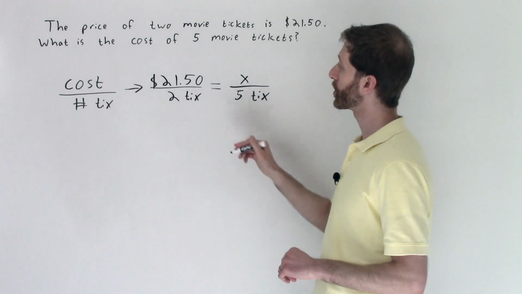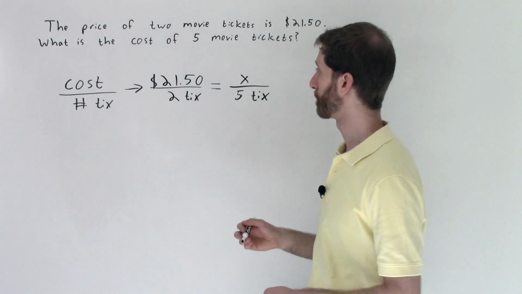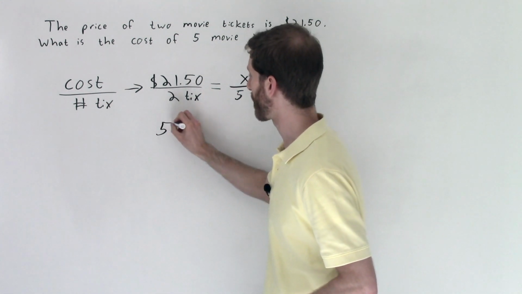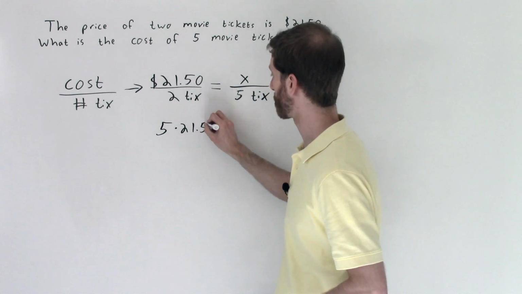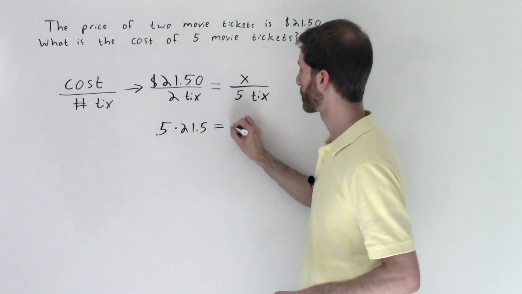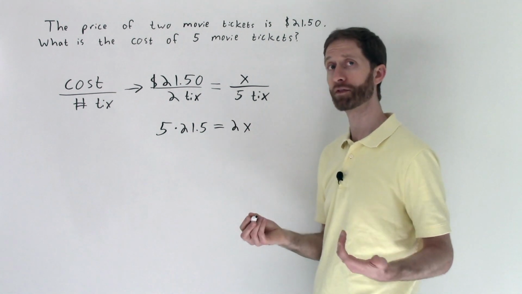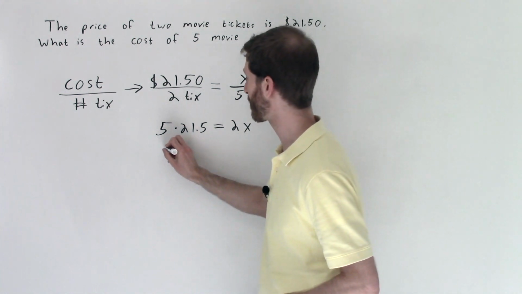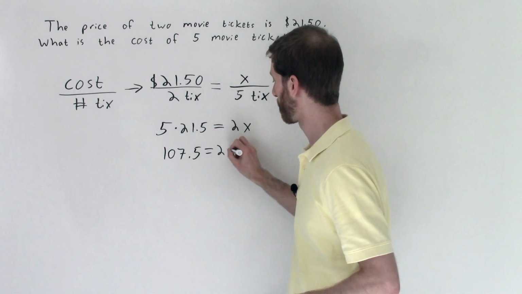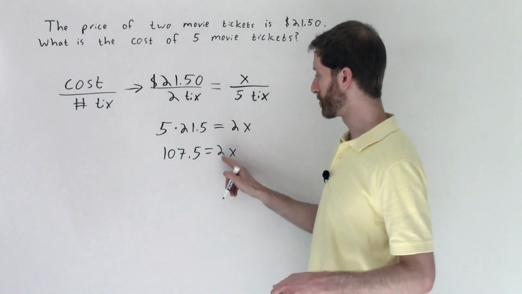So in my head, I'm ignoring the tickets and the dollar sign. I'm just cross-multiplying as usual. So I'm going to multiply 5 times 21.50. So I've got 5 times 21.50, that's just simple cross-multiplication, equals 2 times X. Now from here, let's simplify 5 times 21.50. That's, I think, $107.50, or 107.5. And what we're left with is an equation where we need to solve for X by undoing multiplication.